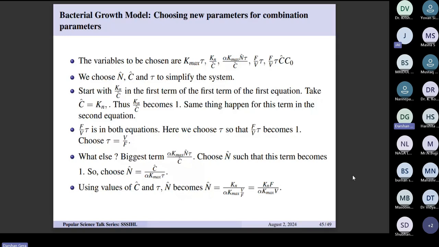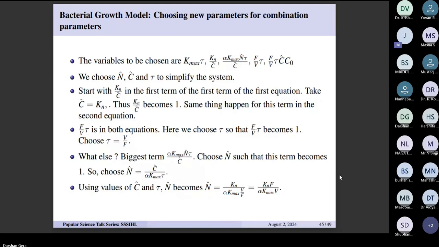One term is Kn by C. To make this Kn by C cap equal to 1, how will you choose the C cap? C cap, I will take the Kn. So Kn upon Kn will be 1. Hence this term will be finished totally. So I choose C cap equal to Kn.